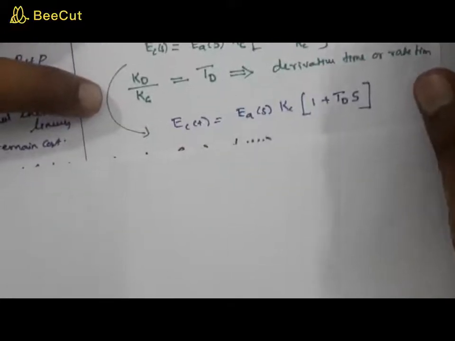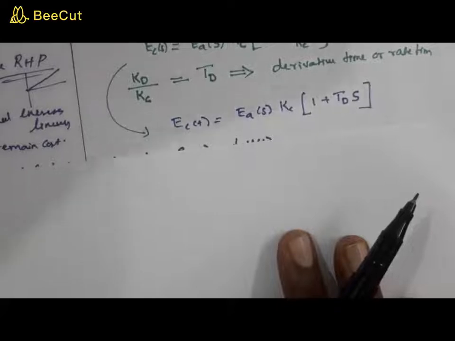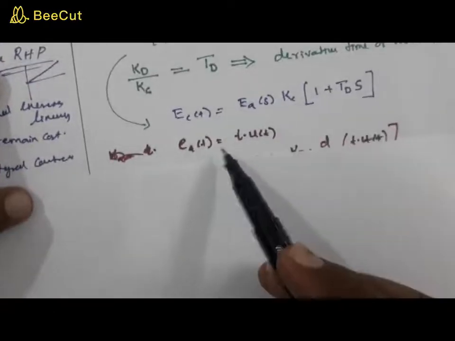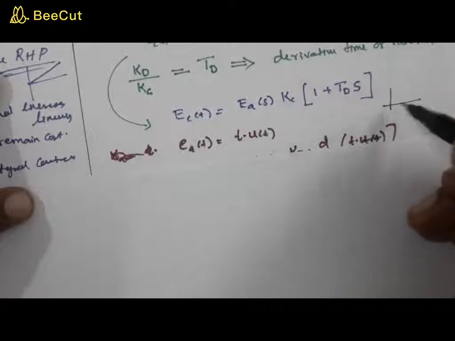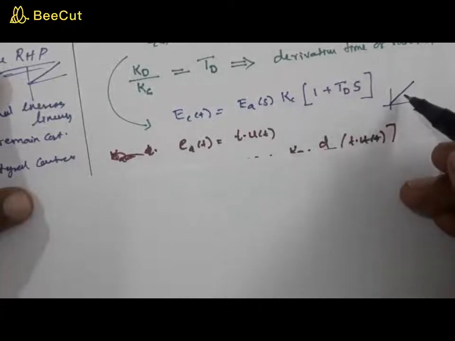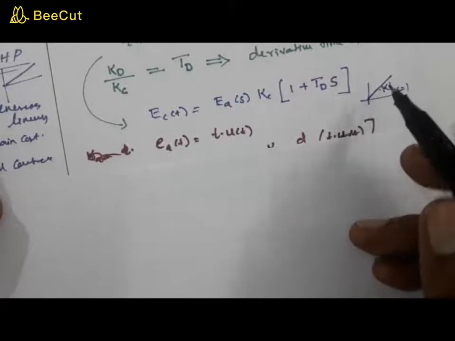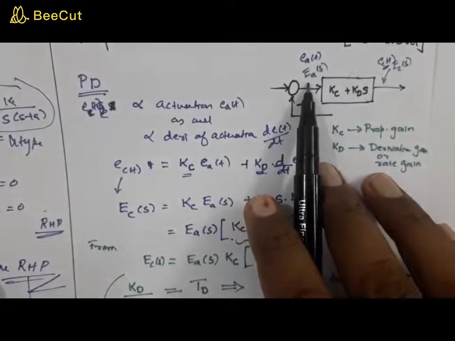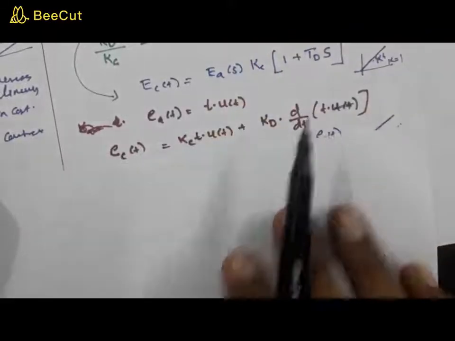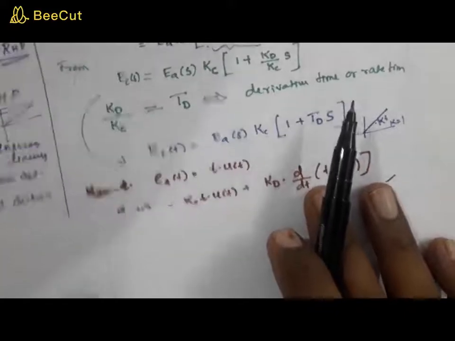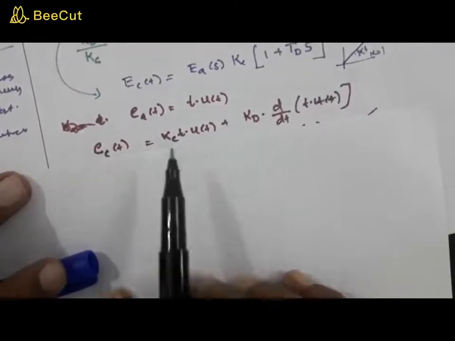Now, to give you a feel of the action of this proportional derivative controller, I'm going to start with an example. Suppose that your actuating signal is a ramp signal, a unit ramp. Unit ramp means k into t, where k is equal to 1, or the slope is equal to 1. So you have such a signal at the input side, and as per the definition you can write the equation for the control signal EC of t.